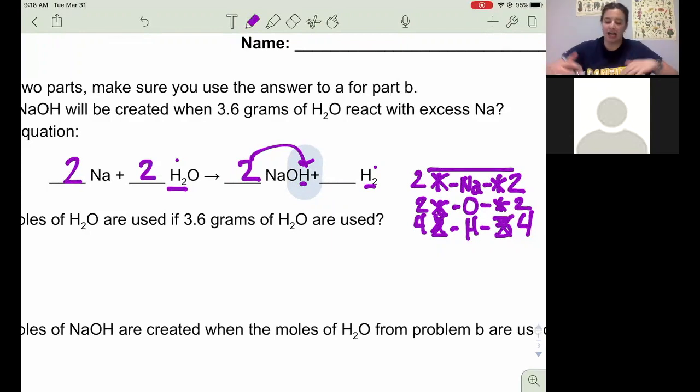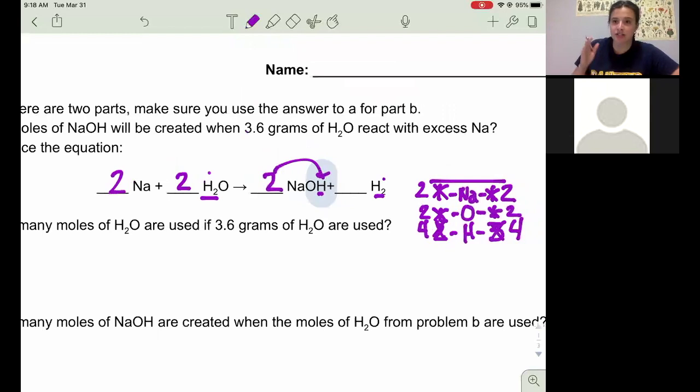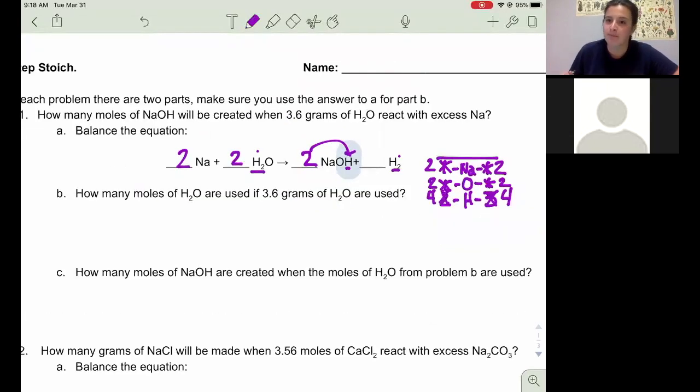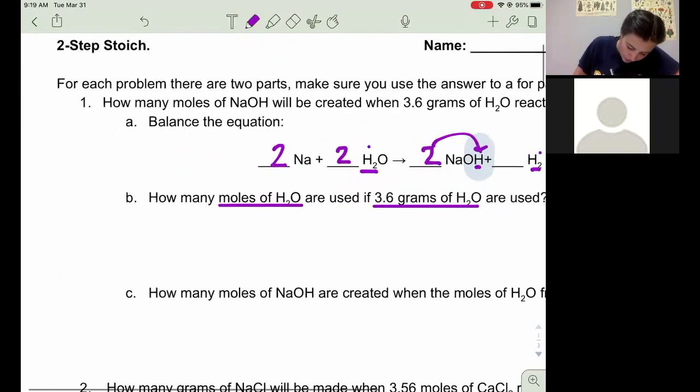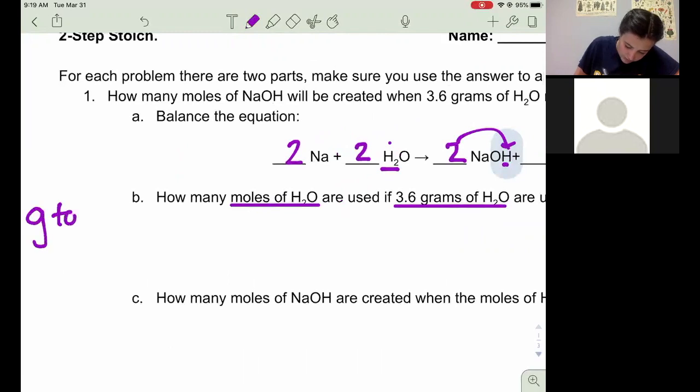But moving on. All right. So if you notice, there's now two parts to our problem. We're going to do part B, and then we're going to use that for part C. So you got to go in order, don't try to skip around. Part B asks how many moles of water are used if there's 3.6 grams of water. So I'm trying to go from grams to moles.